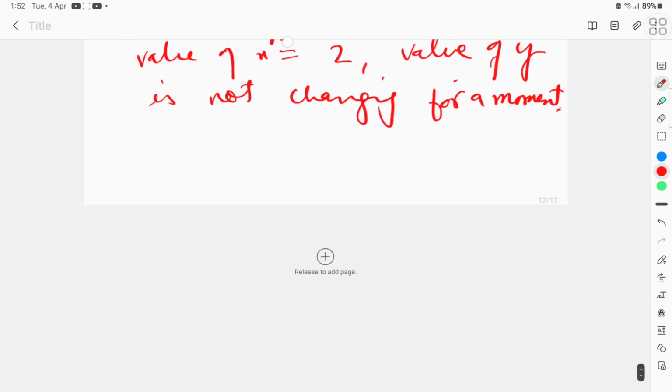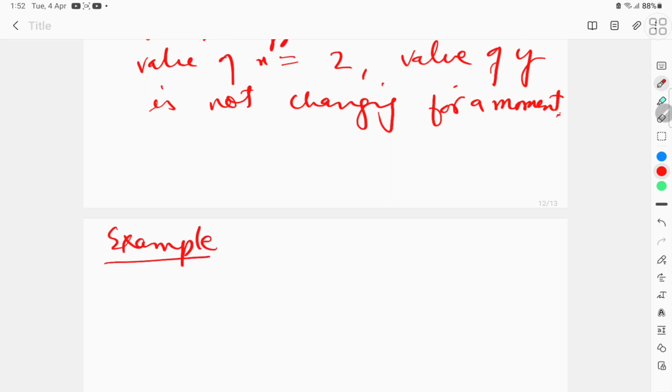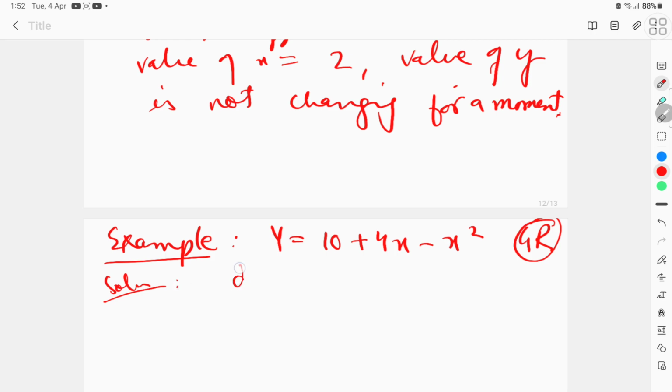Now consider an example of solving with the derivative, to know the graphical representation and quantitative analysis. y is equal to 10 plus 4x minus x square. The solution: we need to know the graphical representation of this equation. So we differentiate y with respect to x. It will be 4, because the power of x is 1, and 1 minus 1 is 0, so the power of x is removed. For x square, the 2 will come down with the x, and 2 minus 1 is 1, so no need to write the power with the x. We get the derivative 4 minus 2x, equal to 0, so we find the value of x as 2.